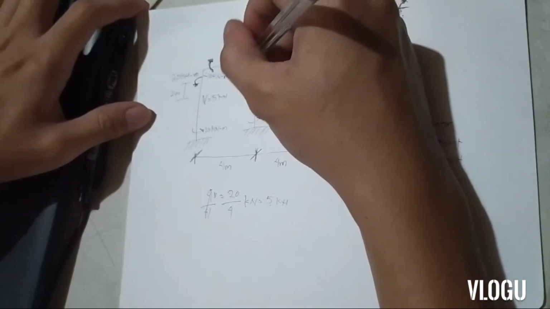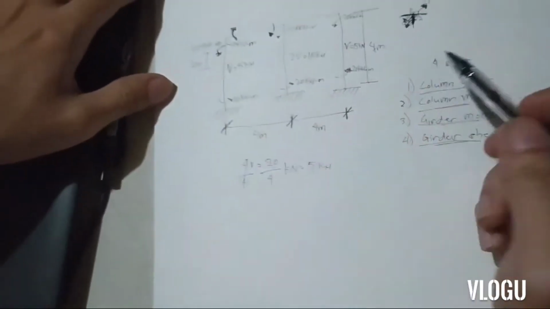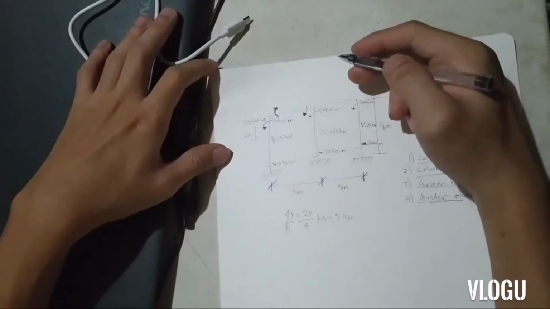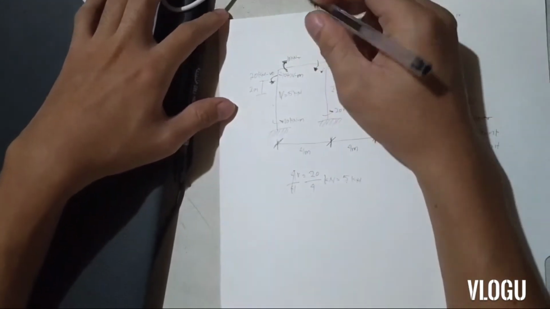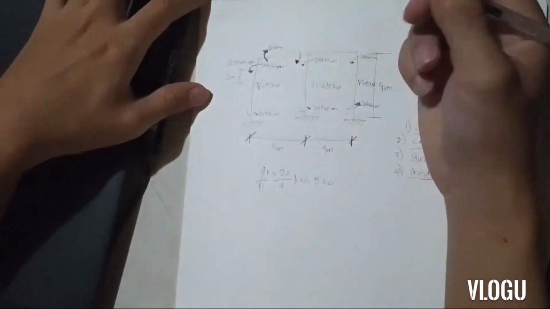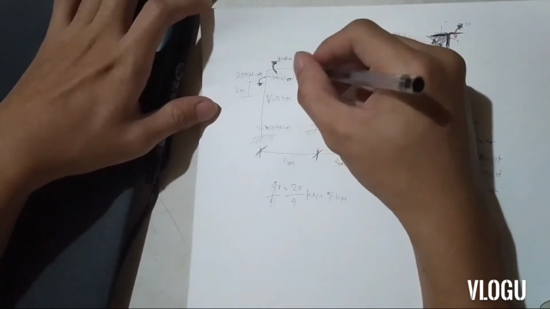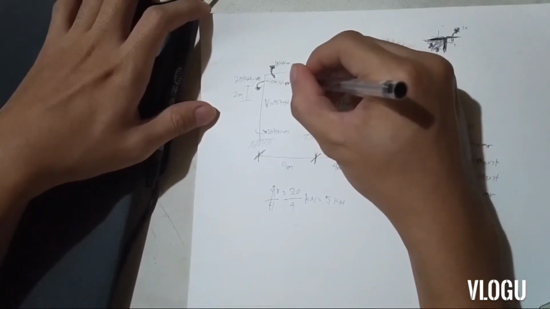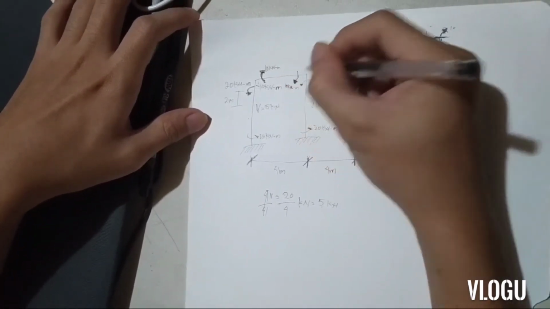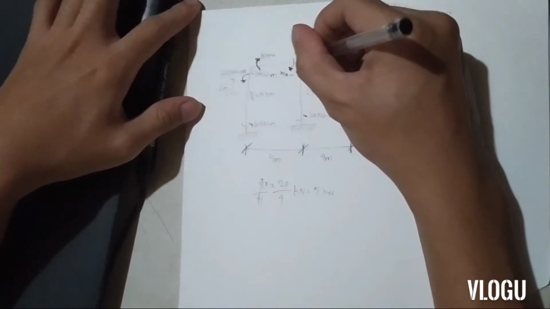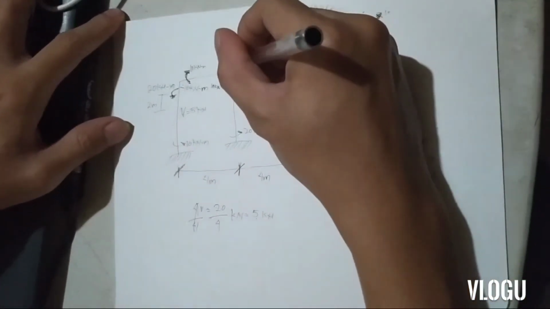So, ano yung value dito? Ang value dito is same lang sila ng value ng column moment, which is 10 kilonewton meter. Dahil same reaction lang sila, same lang rin sila ng value. 10 kilonewton meter.